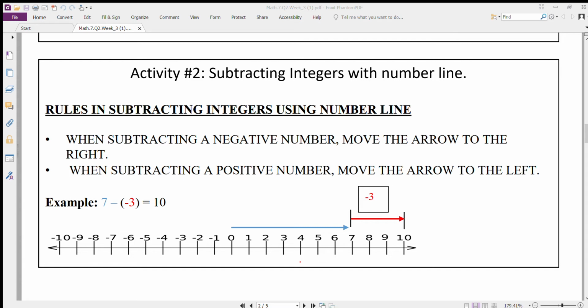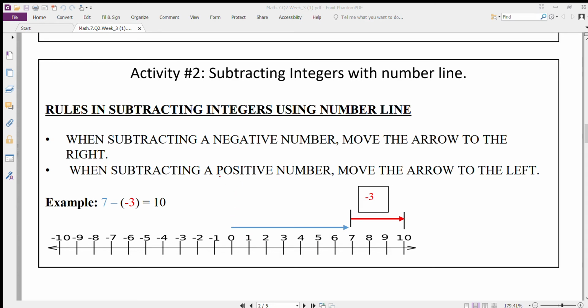Now, hey, that looks similar. 7 minus 3 and 7 plus negative 3. They're both equal to 4. What gives? Well, when you think about it, subtracting a number is basically the same as adding its opposite. So what does that mean? 7 minus 3 is the same as 7 plus negative 3.